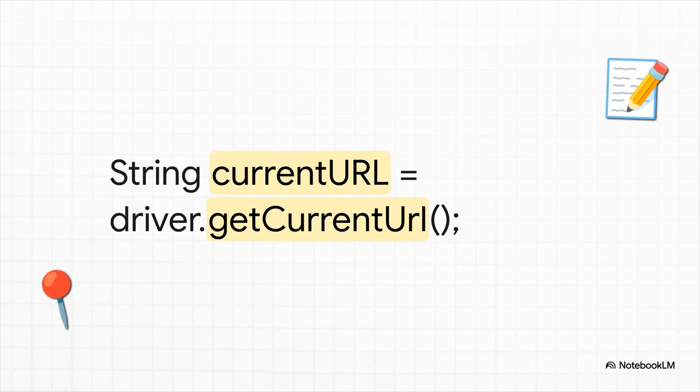And here's the cool part. The command just returns the URL as a regular old string, which you can then store in a variable. This is so powerful because you can then write a simple check, right? You can say, hey, does this URL contain google.com? And then automatically pass or fail your script based on that result.